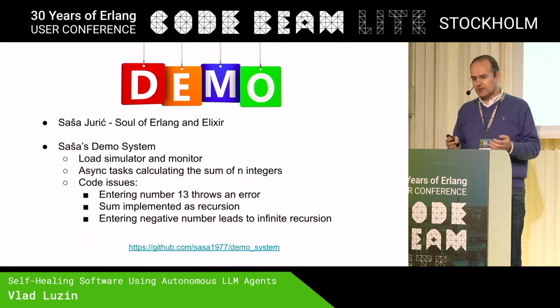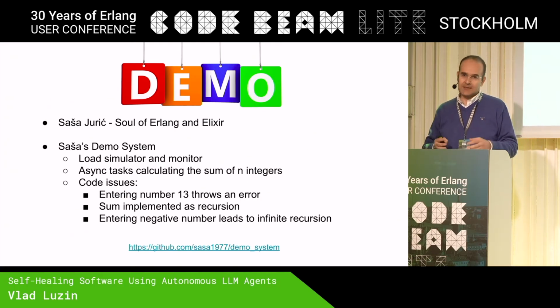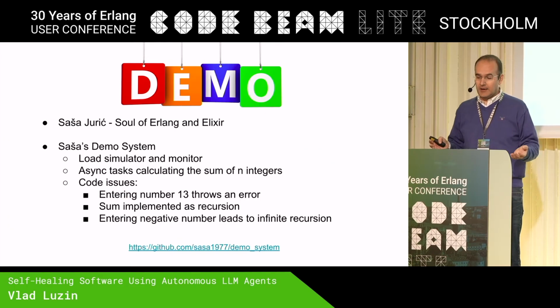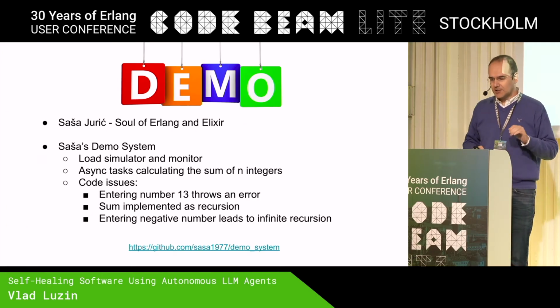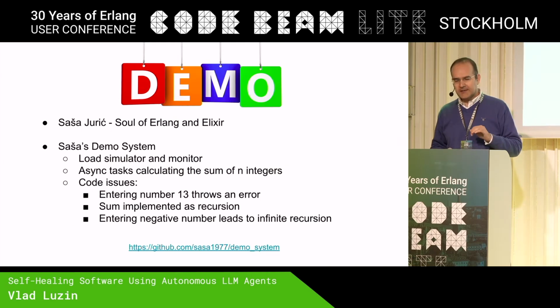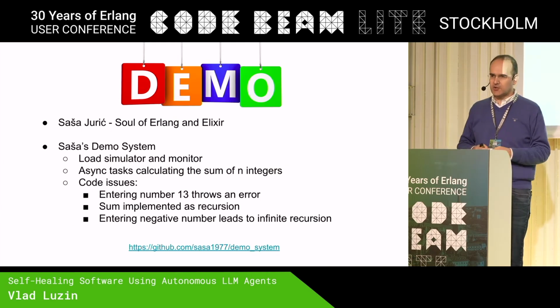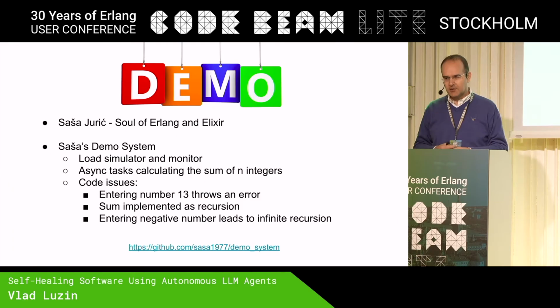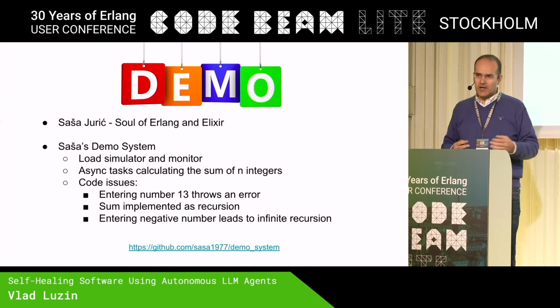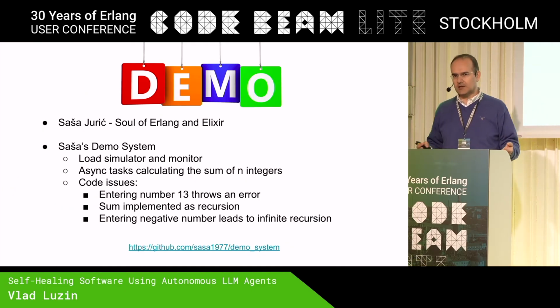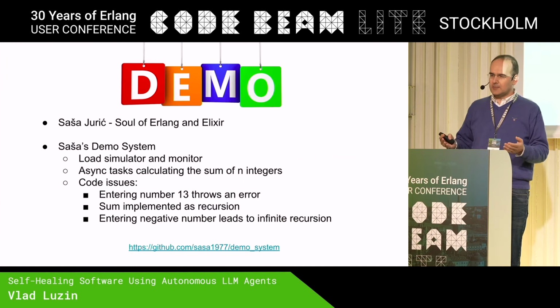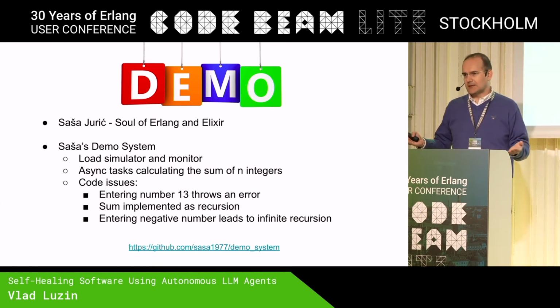But the code that calculates the sum of n integers has some issues. First of all, when you enter 13, it throws an exception. That's issue number 1. Issue number 2, the sum is implemented as a recursion, which is not very good performance-wise. You give it a big number, it takes a long time. And if you enter a negative number, it's an infinite recursion, right? So there is a task that takes 100% of CPU and never basically releases it.